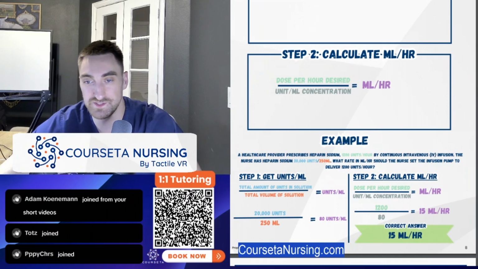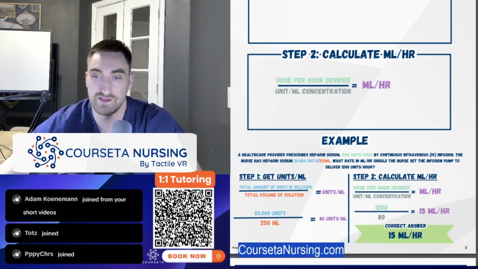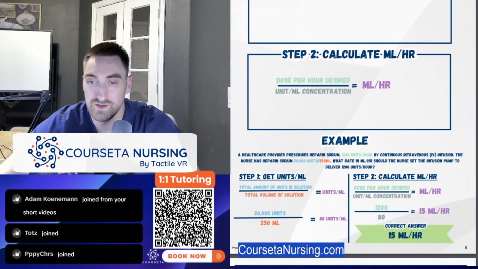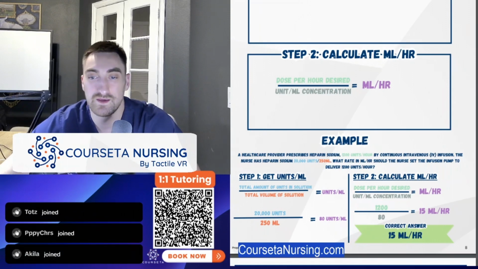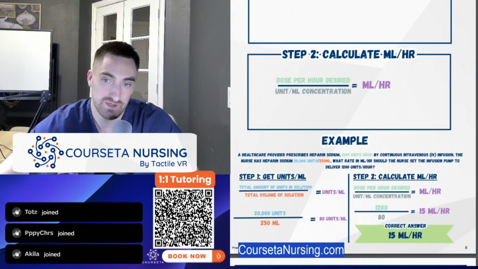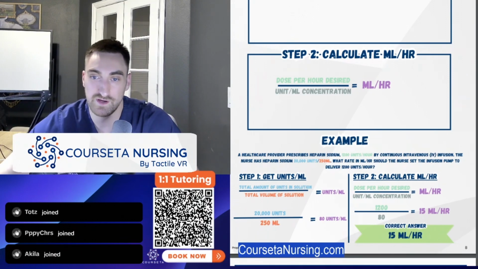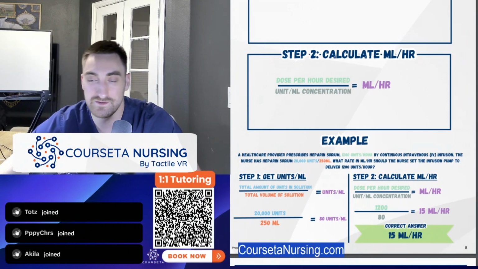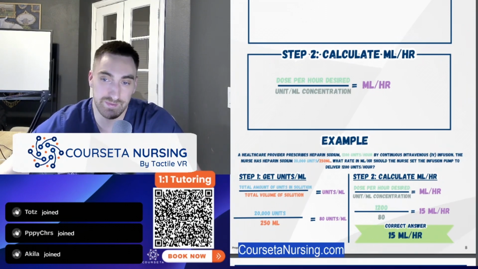Okay, so step number 2, you would calculate the mLs per hour. So you have your units per ml now. So you immediately put, on the bottom there, the units per ml concentration, you'd put 80 because that's what we just got. And then the dose per hour desired. So what does the doctor want? Okay, the doctor wants 1,200 units per hour. So it's already set up for you. So you do 1,200 divided by 80, and there you go. You get 15 mLs per hour.